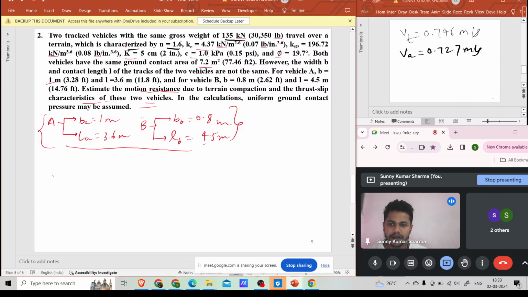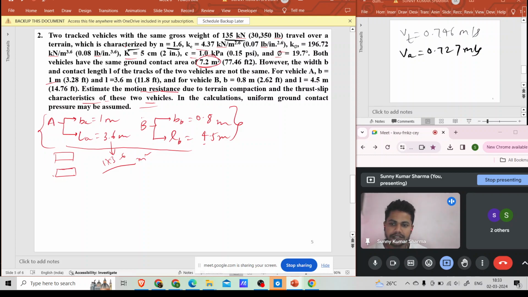Both have the same area. Can you see this? 1 into 3.6 is 3.6 meters square. As this weight, 135 kilonewton, will be borne on both the tracks. So 3.6 plus 3.6, that is 7.2 meter square is the total contact area of a track.